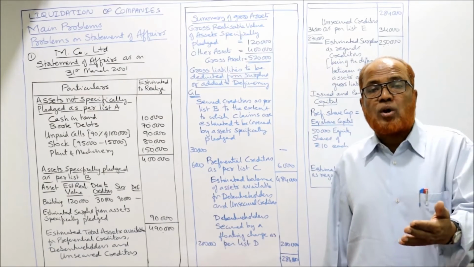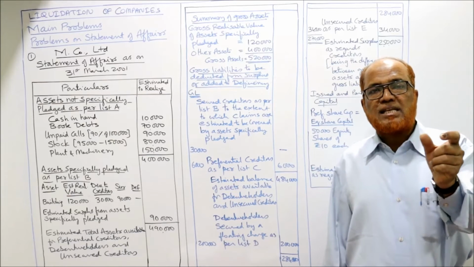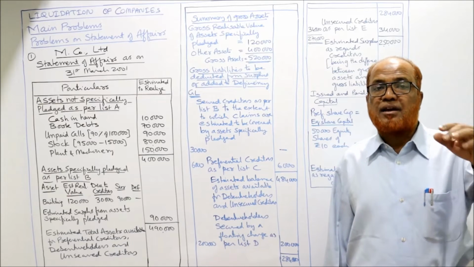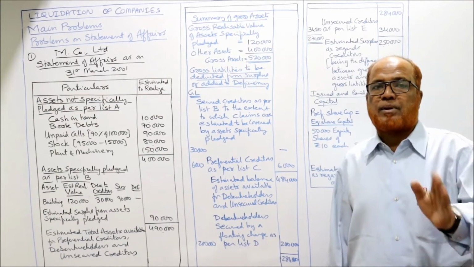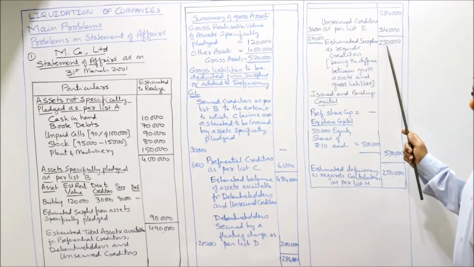तो एक्सेस मनी जो आ रहा है वो सरप्लस. एक्सेस मनी इज कॉल्ड सरप्लस एज रिगार्ड्स क्रेडिटर्स. सरप्लस एज रिगार्ड्स क्रेडिटर्स, यानी क्रेडिटर्स को पे करने के बाद सरप्लस बचा. तो सरप्लस, एस्टिमेटेड सरप्लस एज रिगार्ड्स क्रेडिटर्स 2,50,000.